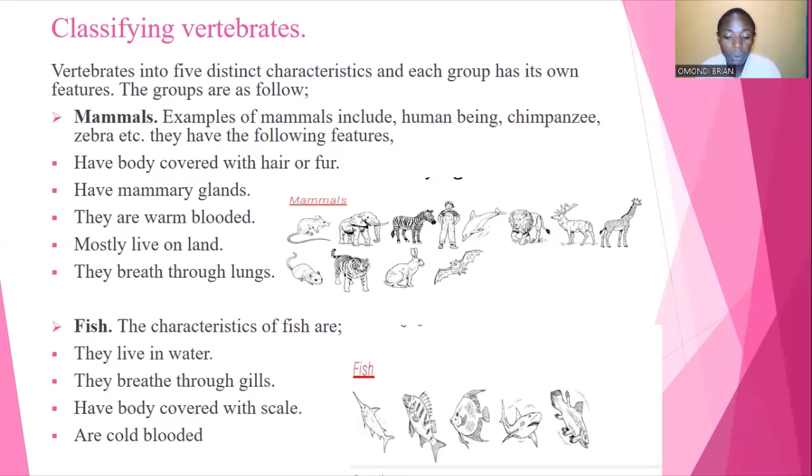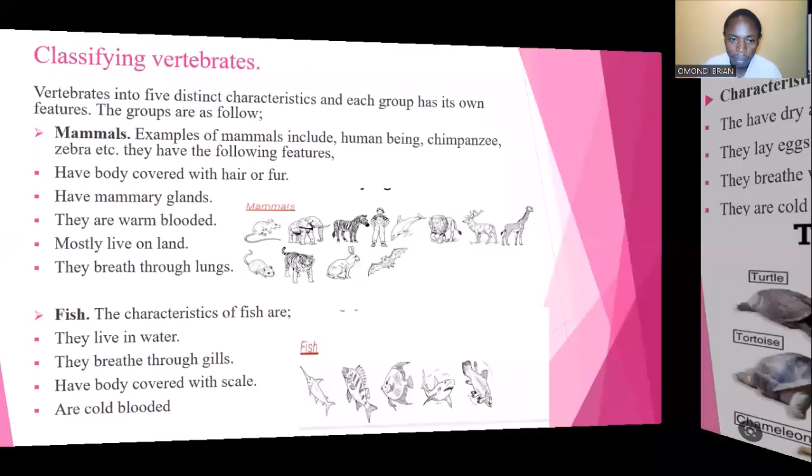Their body is covered with scales, and they are cold-blooded. We have different species of fish. We have tilapia, dolphin. Those are examples of fish. So let's move on to other classifications of vertebrates.